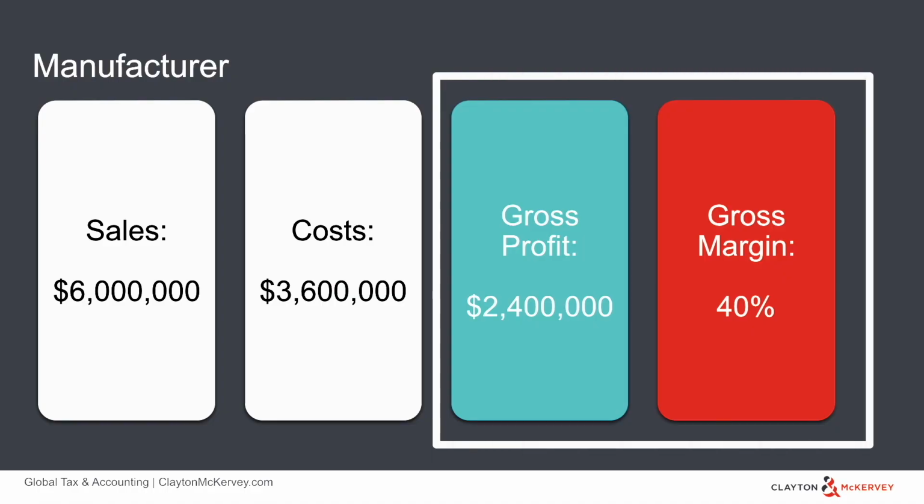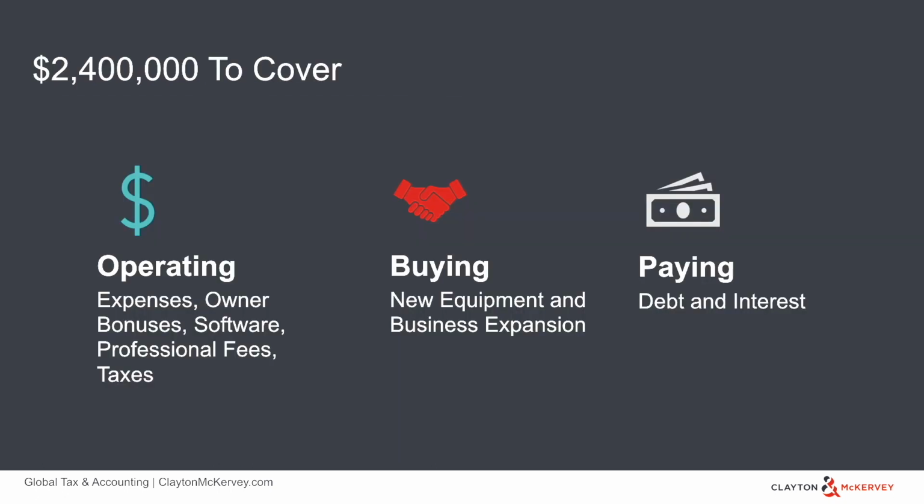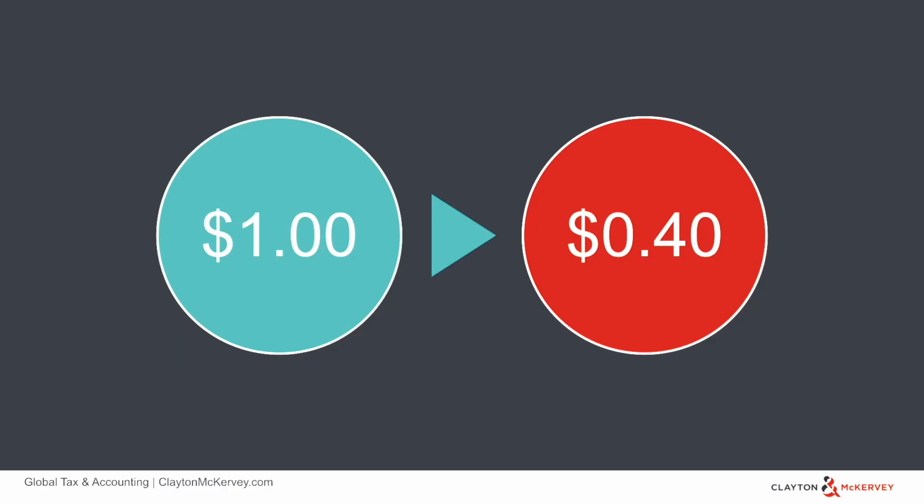So how is this figure viewed externally? Well, the company generated $2.4 million in direct profit from their sales, which means they now have that amount of money that can be utilized to cover operating expenses, provide cash flow to buy new equipment, service outstanding debt, or even pay bonuses back to the owners of the company. Looked at differently, it means that for every dollar of sales the business is generating, on average, 40 cents is in direct profit.